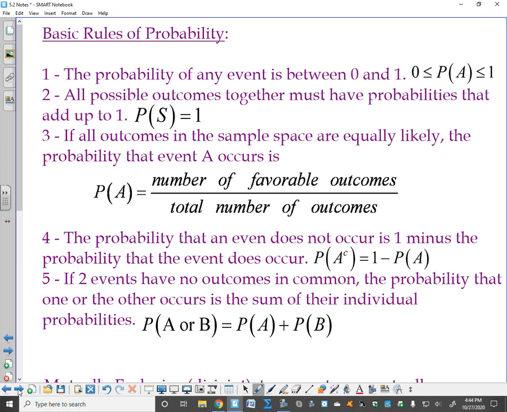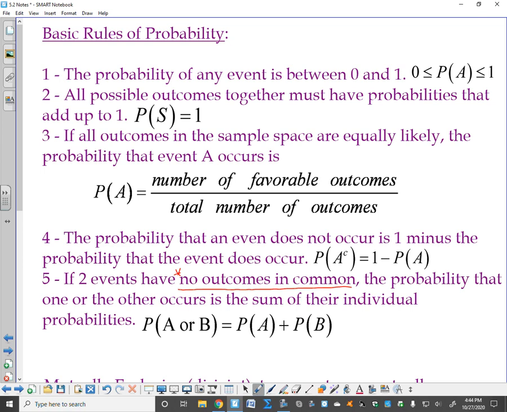If two events have no outcomes in common, the probability that one or the other occurs is the sum of their individual probabilities. The probability of A or B is the probability of A plus the probability of B. Now here's the kicker, and this won't always be the case, and once we get here, this really causes some people some issues. So let's lay a solid foundation right here. The kicker is no outcomes in common.